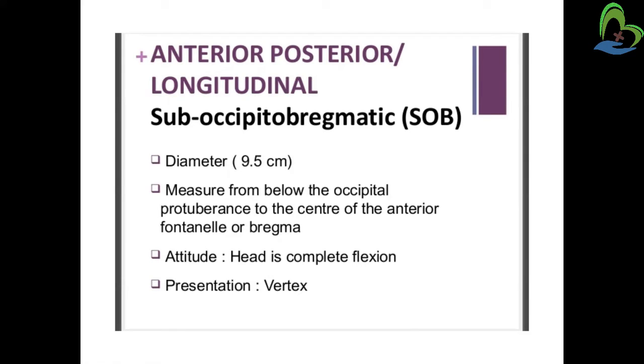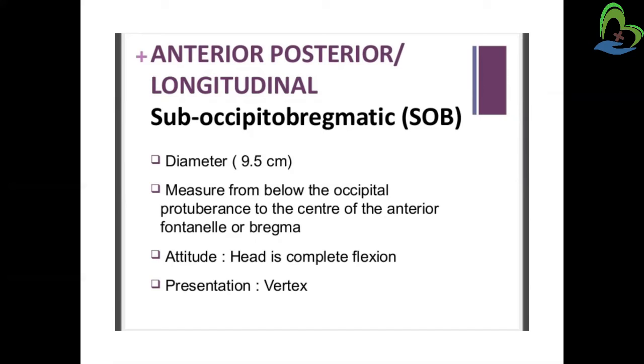3 means we will learn about the diameter of the fetal skull. So first we will learn about the anterior diameter. If you are clear with the parts of the fetal skull, then you may easily learn the fetal skull diameters. So first we will learn the suboccipitobregmatic.